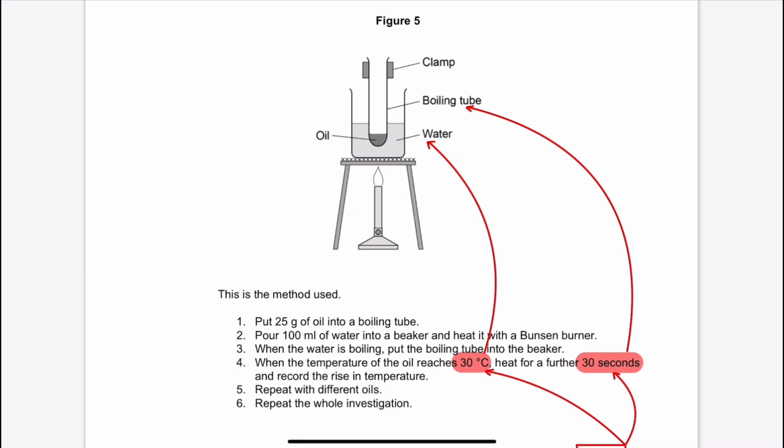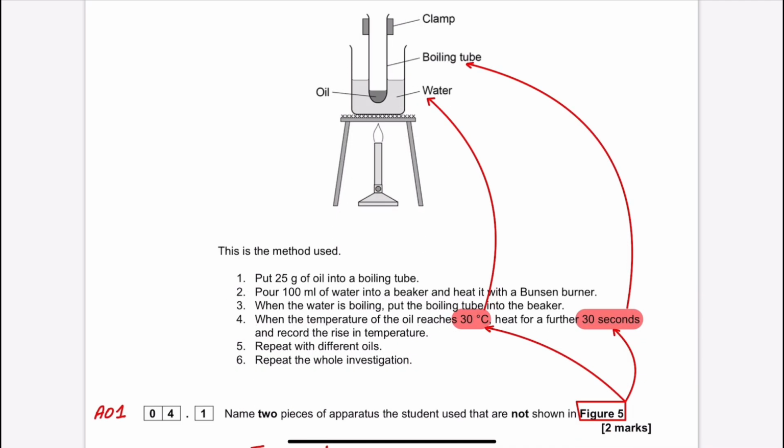Point number 4. When the temperature of the oil reaches 30 degrees Celsius, heat for a further 30 seconds and record the rise in temperature. Point number 5. Repeat with different oils. Point number 6. Repeat the whole investigation. 4.1 is an A1 question, and this question is from the topic of the energy changes in the system. Name two pieces of apparatus the students used that are not shown in figure number 5.